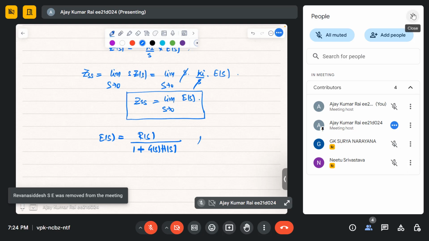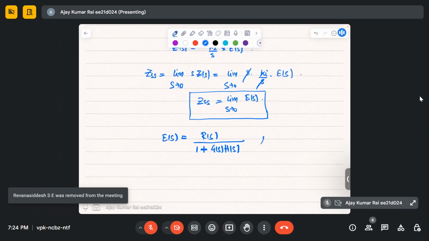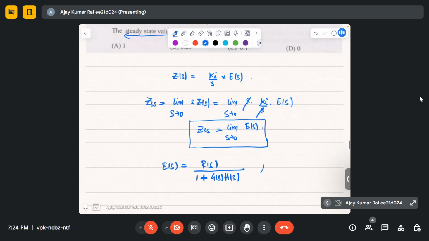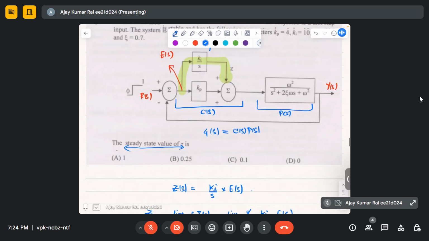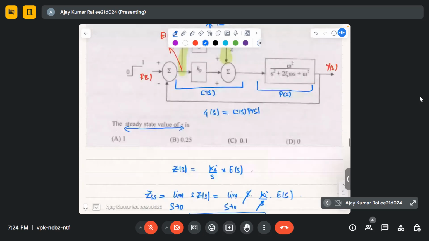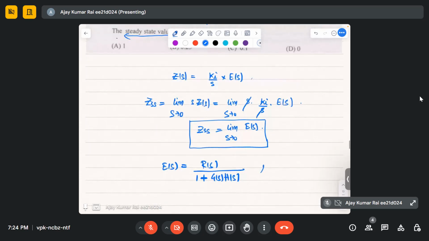Okay, so directly I'm writing this, right? It's very easy. You can just go back to your lectures and derive also. Okay, just find the relations.